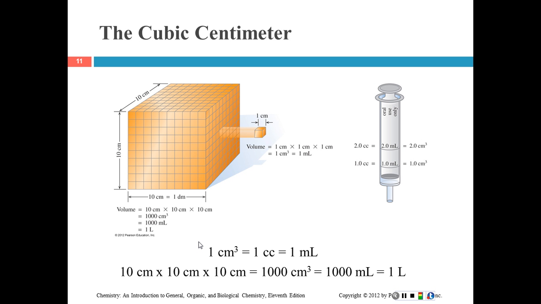And this is a little graphic showing you that 1 cubic centimeter is the same volume as 1 milliliter. You might see a milliliter in a syringe, you might see it in a graduated cylinder, but 1 cc, 1 cubic centimeter, 1 milliliter, all the same. 1,000 cubic centimeters is also 1,000 milliliters, and that's also equal to 1 liter. So 1 cubic centimeter is the same as 1 cc, is the same as 1 milliliter. 1,000 cubic centimeters is equal to 1,000 milliliters, which is equal to a liter. That's our volume.